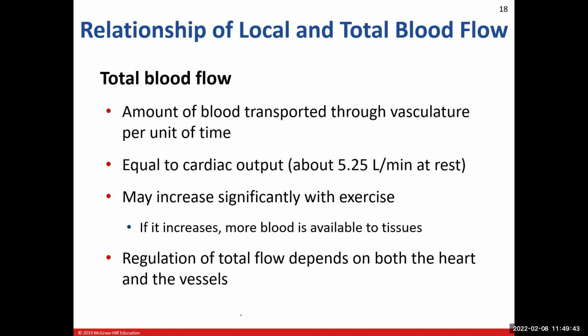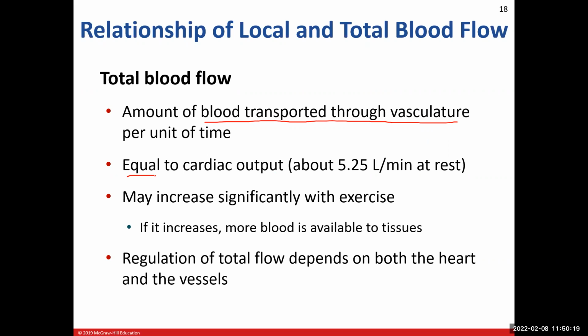And then finally, our last factor, when we're talking about the blood flow through the capillary beds, is the total blood flow. When we're talking about total blood flow, we're talking about how much blood is being transported through that vessel over our unit of time, which is usually about a minute. Interesting fact, it's going to be equal to cardiac output, which is about 5.25 liters per minute.